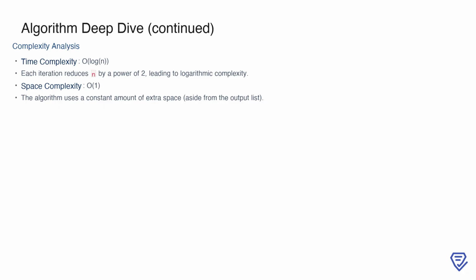Finally, let's analyze the algorithm's complexity. The time complexity is O(log n), as each iteration reduces the count of remaining addresses n by a power of 2. This logarithmic reduction ensures the algorithm processes large ranges efficiently. The space complexity is O(1), excluding the output list, since the algorithm uses a constant amount of extra space for calculations and intermediate variables. This makes the solution not only fast but also memory efficient. Together, the logarithmic time complexity and minimal space usage demonstrate the scalability and practicality of the algorithm, even for very large ranges of IP addresses.